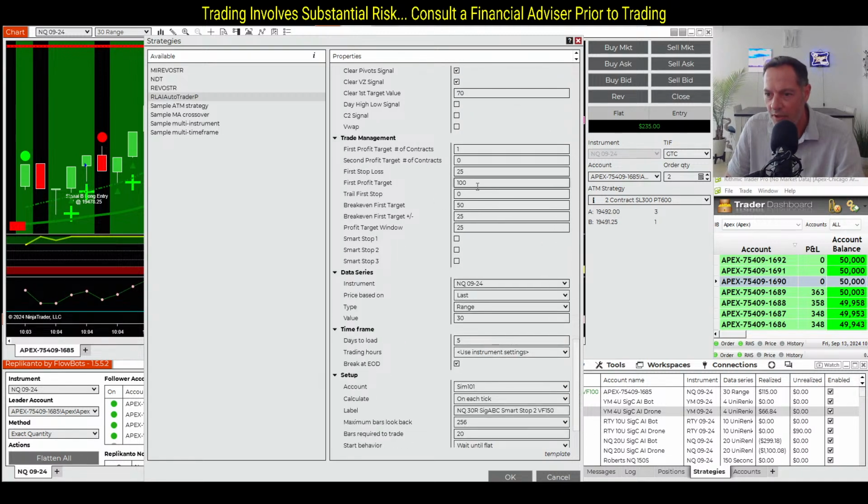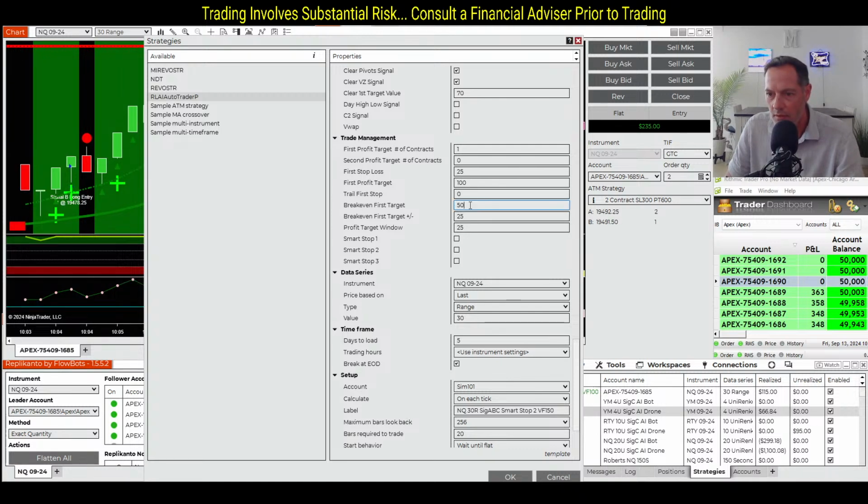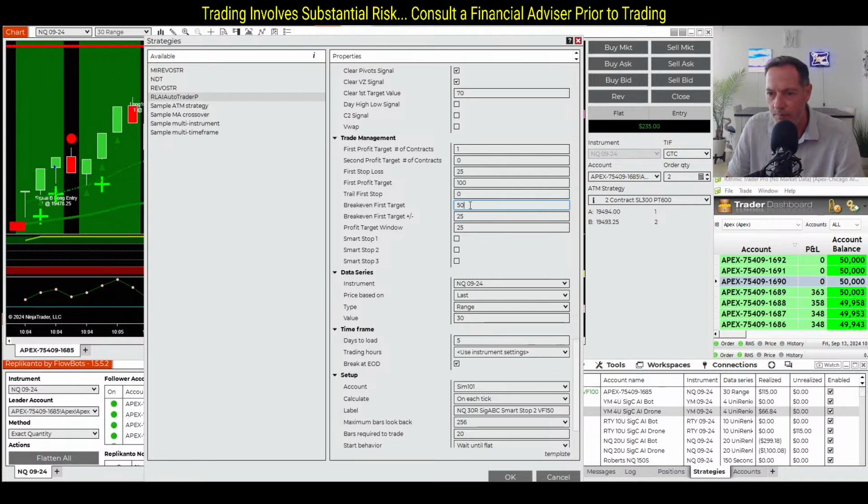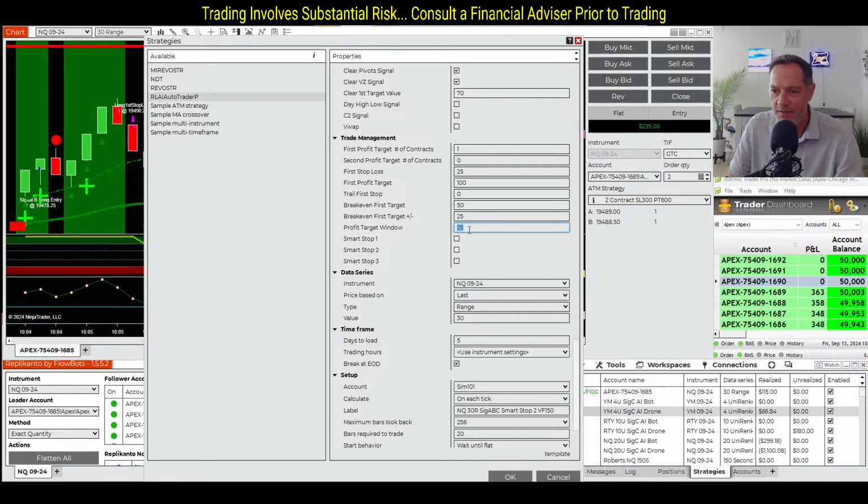And this is the ATM that I'm using today. So 25 stop loss, 100 tick target. At 50, we're breaking even, moving to 25. So that's a $125 bill. Once we get to 250 on price, we move to a $125 bill and seal that in. And then I've got that profit window at 25. So at 75 ticks, it pops that second stop up to $250.